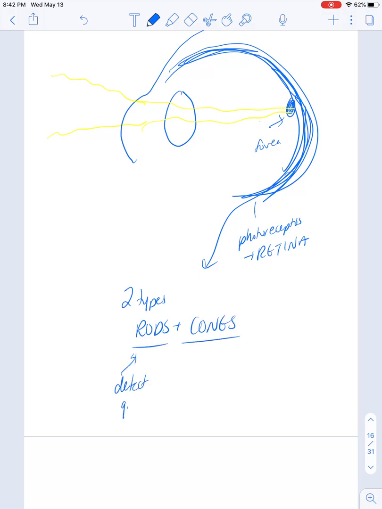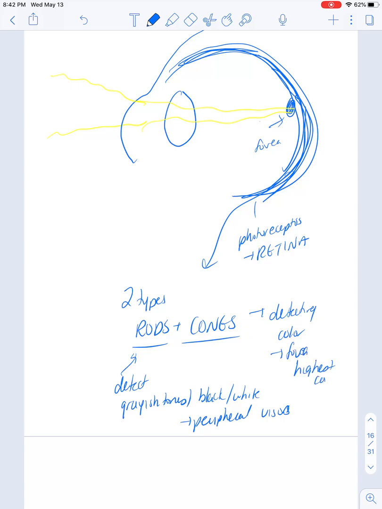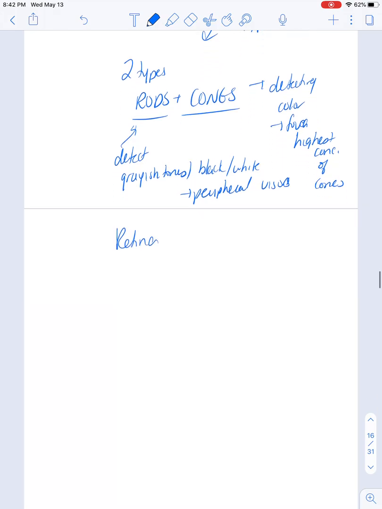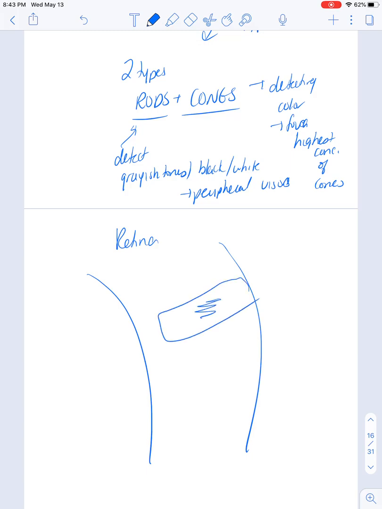Your rods detect grayish tones, black and white, and they're also responsible for your peripheral vision. And cones are responsible for detecting color. Your fovea has the highest concentration of cones, so you have a really high concentration of cones there. Okay, one thing about rods. If you were to take a look at your retina, you would see that it's made up of these rods and these cones.